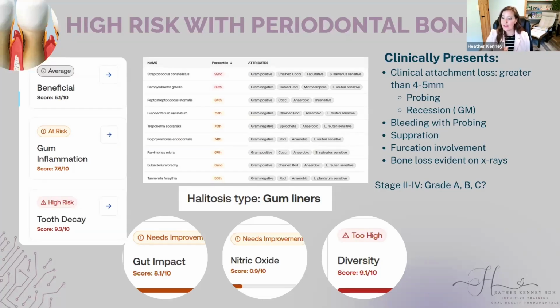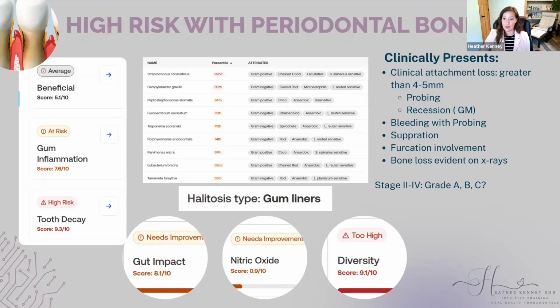With the gum inflammation score, we have Peptostreptococcus, Campylobacter, Fusobacterium, Treponema species, which are spirochetes, Porphyromonas, P. micra, Eubacterium, and Tannerella forsythia. These guys play naughty together. Tannerella forsythia excites a more virulent issue with Fusobacterium.